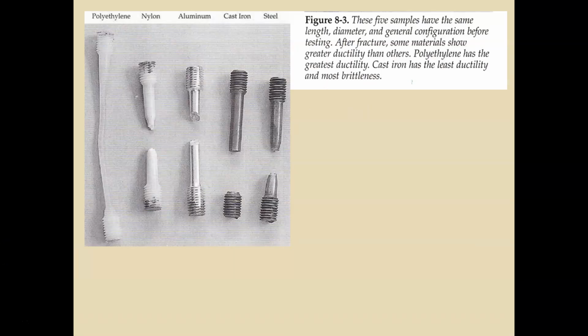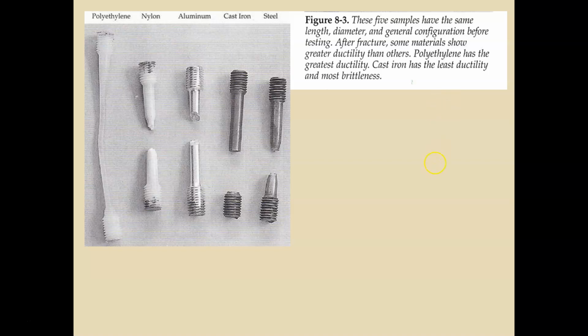Look at figure 8.3 out of your textbook, and what do you observe in these materials? Now we have 5 samples of the same length, diameter, and general configuration before they tested it. Then they tested it on a tensile testing machine, which pulls the material apart until it fails.